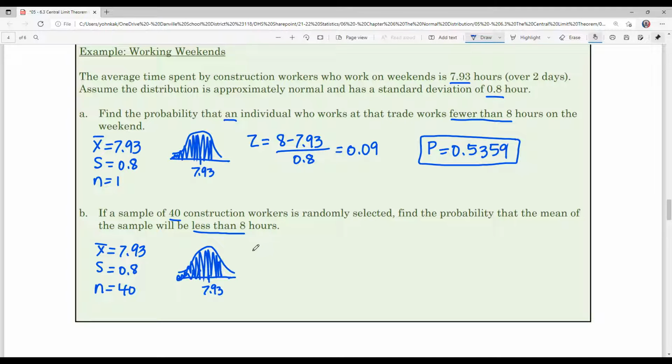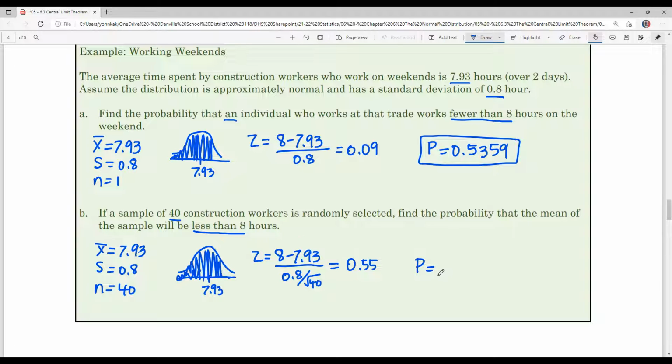Where the difference comes in is when I calculate my z-score. I'm going to take 8 minus 7.93, but this time my standard deviation, 0.8, has to be divided by the square root of 40 because that's our sample size. This is going to give us a z-score now of 0.55. Notice that that z-score is greater than the z-score from part A.